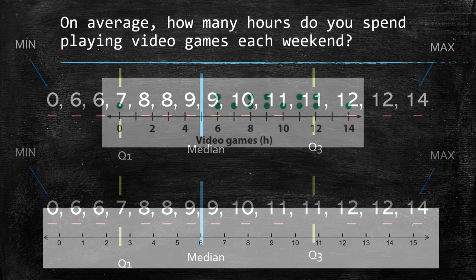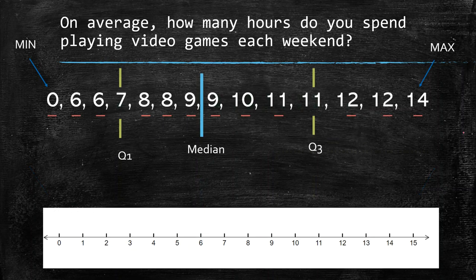And in order to create a box and whisker plot, we're going to take these 5 important numbers, the minimum, the Q1, the median, the Q3, and the maximum, and we're going to plot them on a number line. So first, we'll start with our median, and we'll plot it right there on 9 where our median is. And then we'll plot our Q1, which was at 7, and our Q3, which was at 11. And finally, we'll plot our minimum and our maximum at 0 and at 14. So we're going to have all these points, 0, 7, 9, 11, and 14 on the box plot.